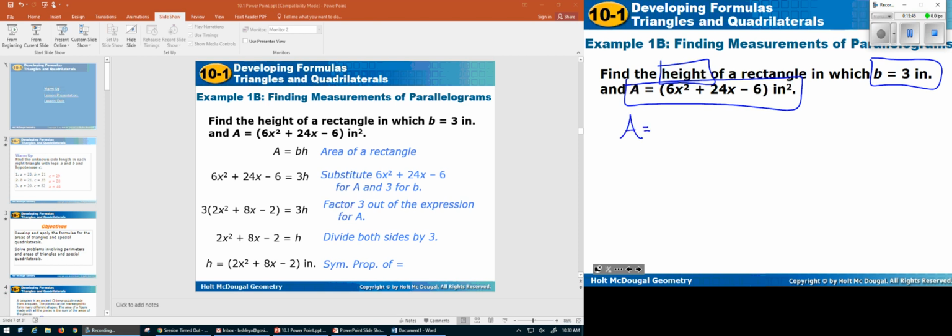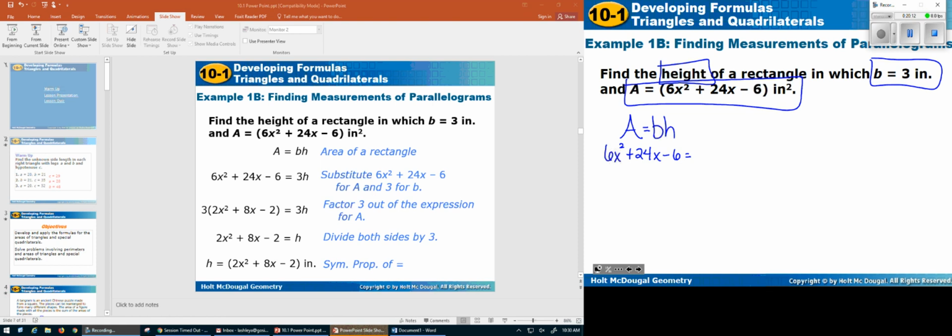Area equals, okay, and I also want to warn you, a formula is an equation. So if you just write BH, you have not written down the correct formula. The formula is A equals BH, okay? Because you need the A to plug all of the area in for. So we're going to plug all of this 6x squared plus 24x minus 6 in for A. They're giving us the area.